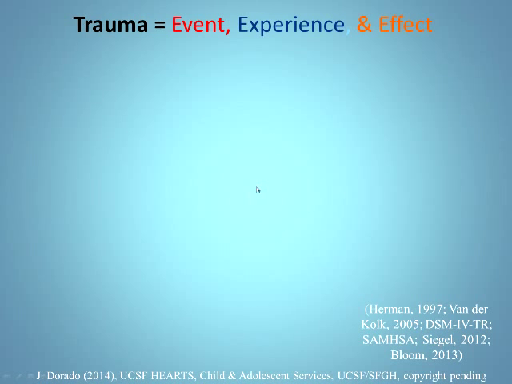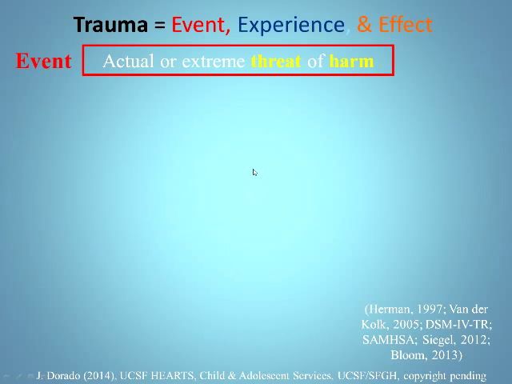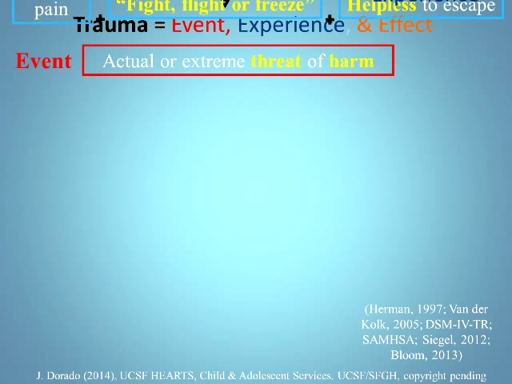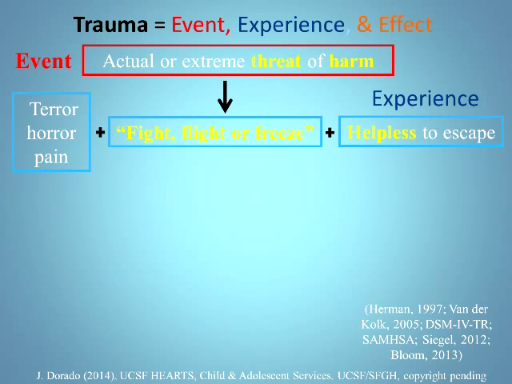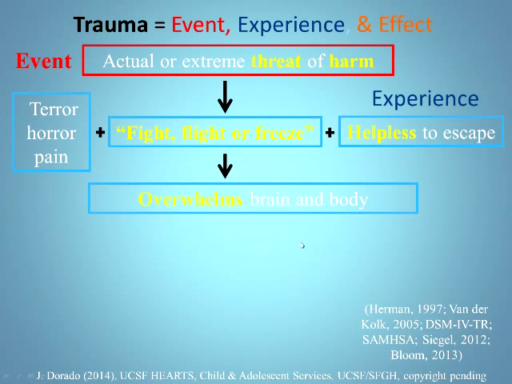Trauma, as defined by SAMHSA, is the event plus the experience of the person who's experiencing the event plus the effect. So the event can either be an actual harm or an extreme threat of harm. And then for any of us that are under threat, we go into fight, flight, or freeze in our bodies, if we experience terror or horror or pain. And what's potentially toxic is that if we get that big stress arousal level and we can't escape, those feelings can overwhelm our brain and our bodies.